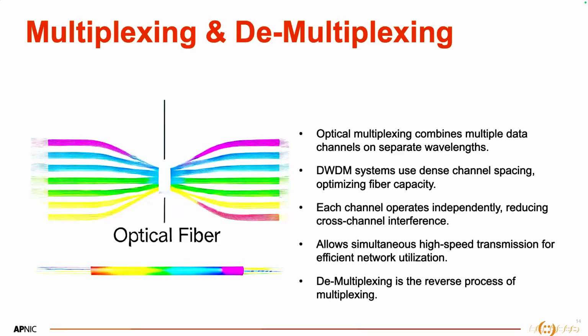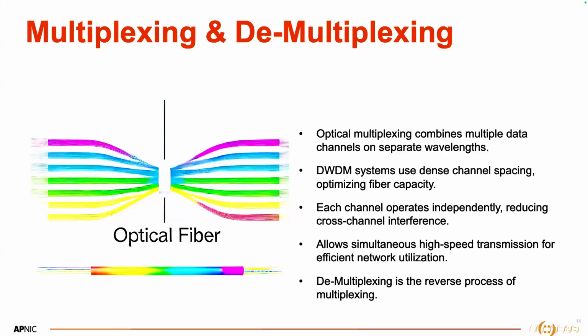So what is multiplexing? Multiplexing means combining different signals into one single signal and passing it through the optical fiber. What is demultiplexing? Demultiplexing is decombining or decoupling the signals from one single signal into different signals, which were actually sent by different sources at the beginning. So the reverse process of multiplexing is called demultiplexing.